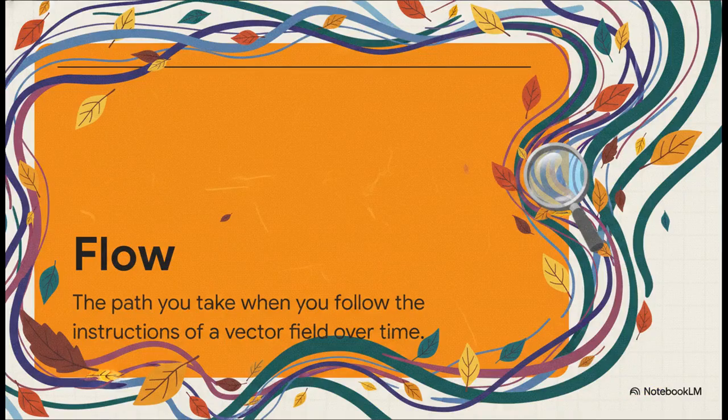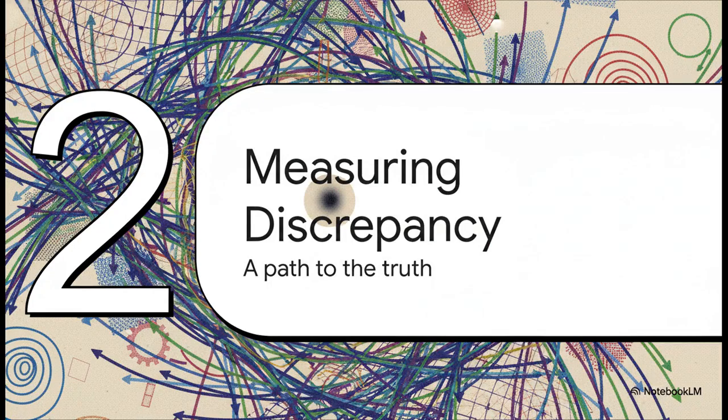Okay, so if the vector field is the wind map, what happens if you drop a leaf into that wind? The path that leaf takes, the journey it goes on as it follows those instructions, well, that's what mathematicians call a flow. It's the actual trail you blaze through that map of possibilities. All right, now that we've got the lingo down, vector fields and flows, we can cook up a really specific kind of journey, a clever little path designed to trap and perfectly measure that gap we saw at the beginning.